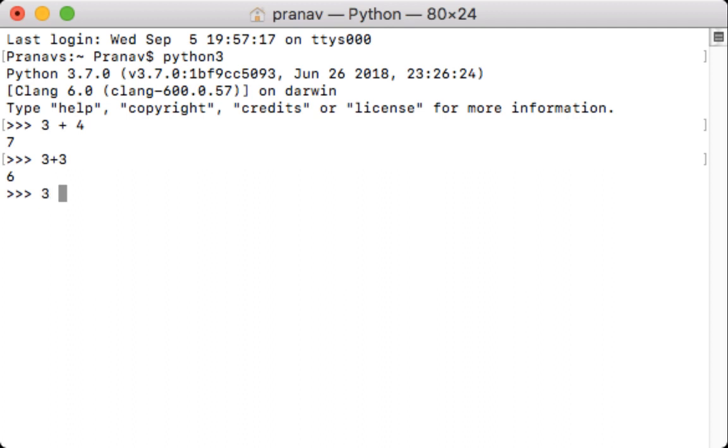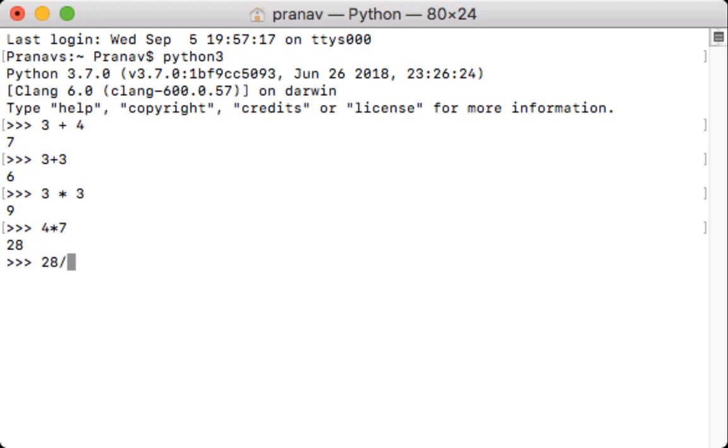Then for multiplication, instead of using the x, we use the asterisk. So 3 times 3 in this example will give 9. I mentioned this last video as well, you should really be following along to get the maximum benefit out of this video. So 3 times 3 is 9, or 4 times 7 is 28, right? That's pretty basic.